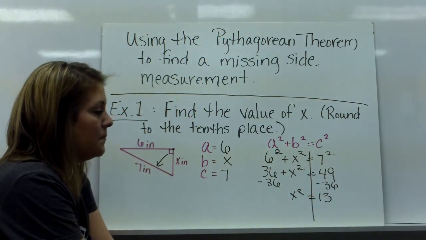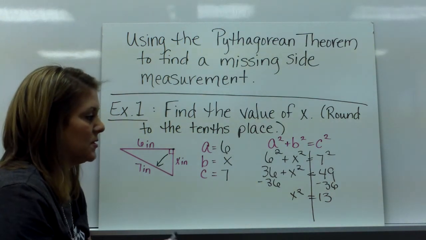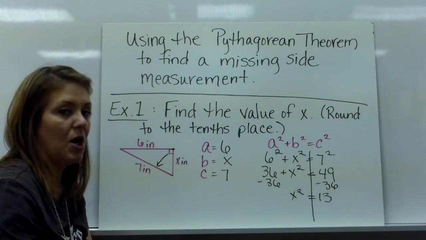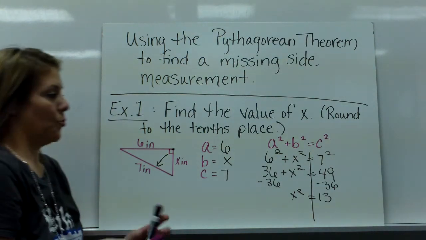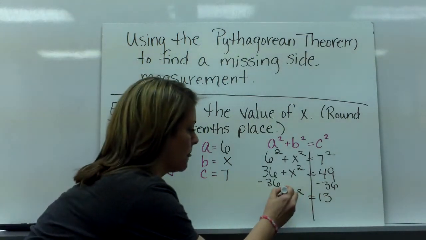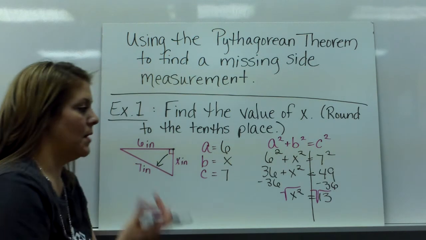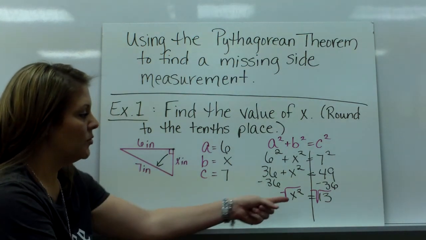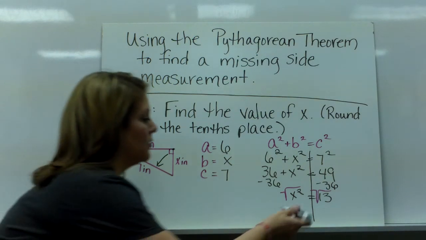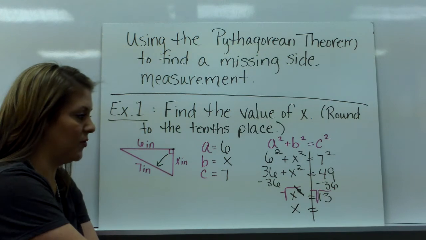Okay? Now, we don't want to know what x squared is. We want to know what x is. So since x is being squared, we need to undo that square by finding the square root. But remember, whatever you do to one side, you must do to the other. So we're going to be finding the square root of both sides. When you find the square root of x squared, that gives us x. You're just kind of canceling out that power of 2.